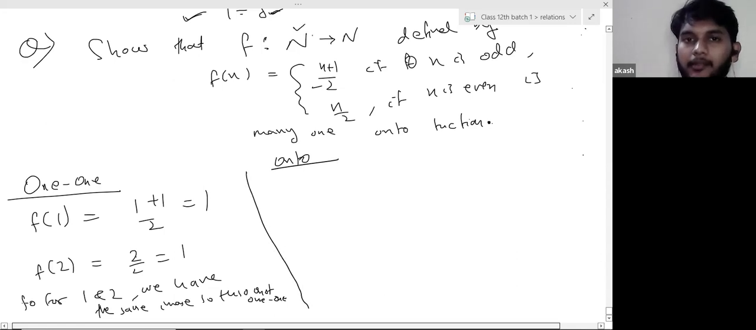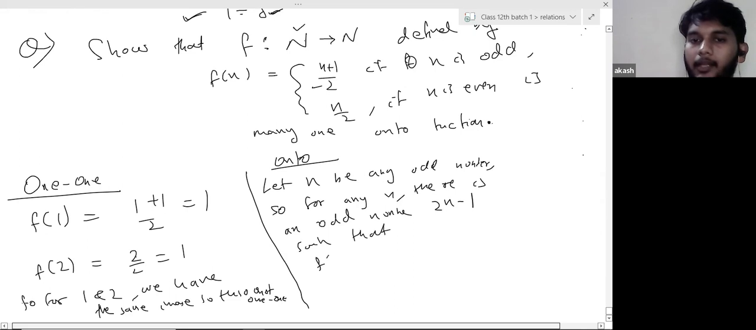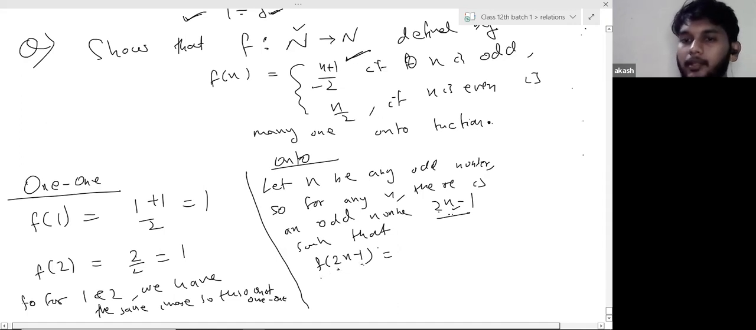See, for onto, the function is from N to N, right? So y can be any natural number. So natural numbers provide even numbers and odd numbers, right? So let n be any odd number. So for any n, there is an odd number 2n minus 1 such that f of 2n minus 1. What will be f of 2n minus 1? See, n is odd, that means 2n is even, 2n minus 1 is odd. So we take this function: 2n minus 1 plus 1 by 2. So this is n, right? So there is always a number 2n minus 1 such that f of 2n minus 1 gives n.